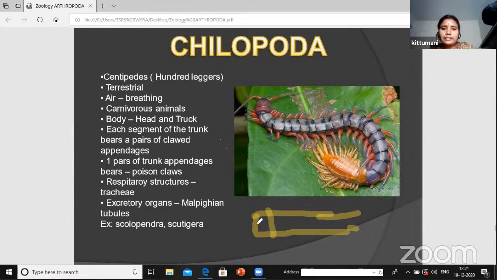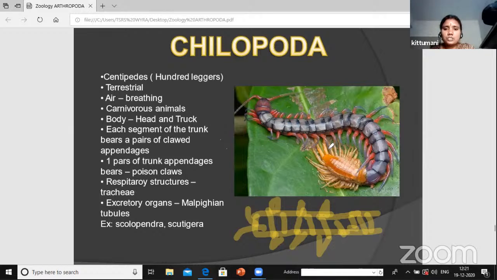Head region bears two antennae and two compound eyes also, and this is the trunk region. Here each segment of the trunk bears a pair of clawed appendages, like this, a pair of claws, in this manner. But the first pair of claws are modified into poison claws.